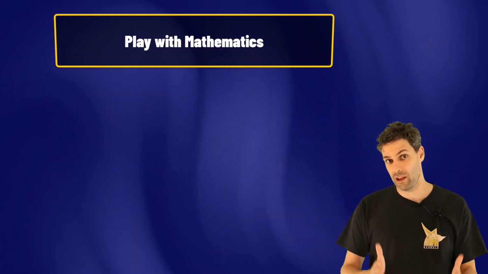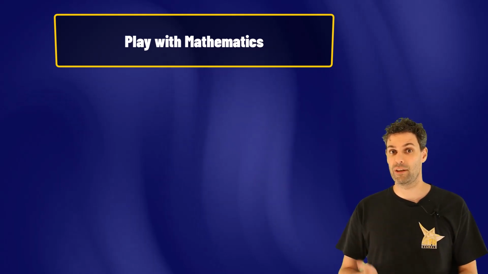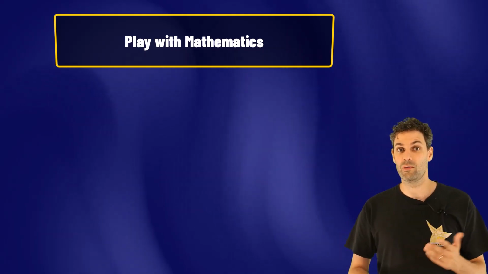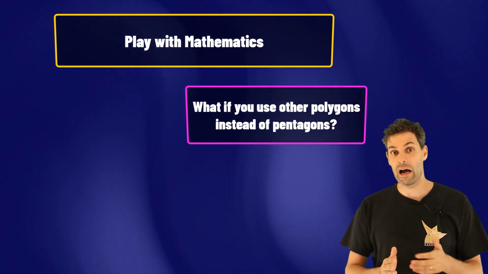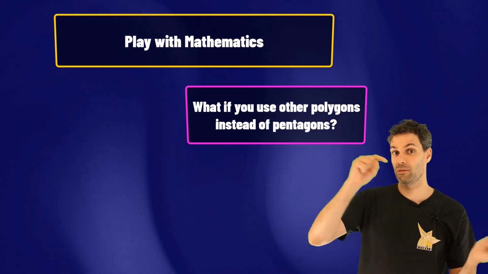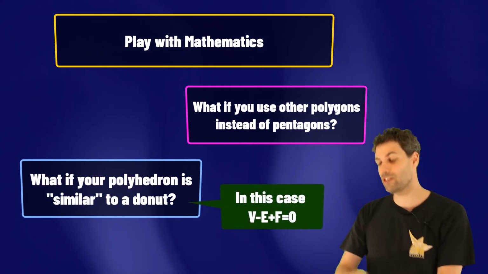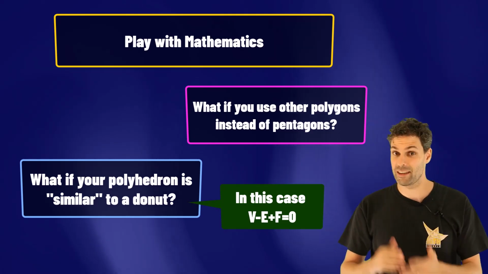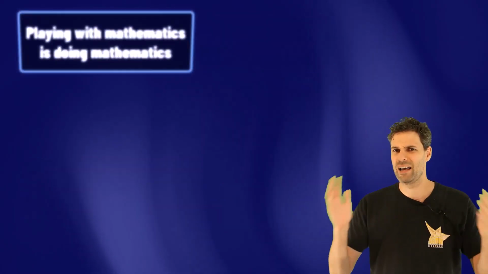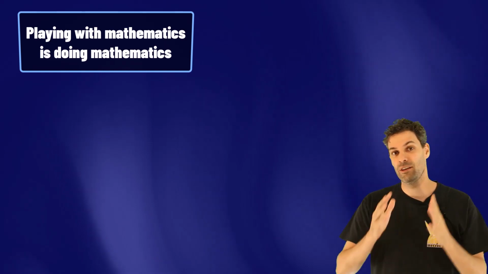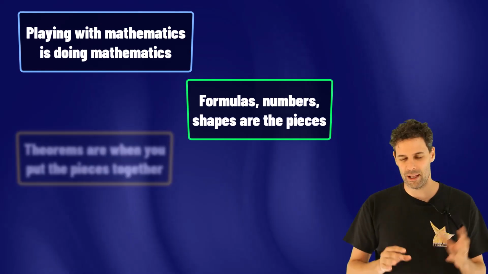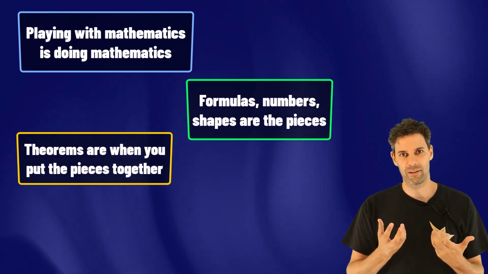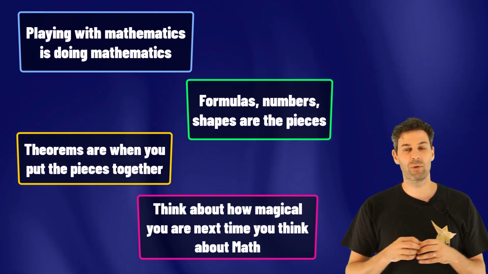And second, we love how we played with mathematics during the video. For instance, are you wondering what happens if you use another shape instead of pentagons? Are you wondering what happens if you want to use pentagons but on a donut-shaped polyhedron? Let's give it a try. Most of the time, playing with mathematics is doing mathematics. Playing with formulas, numbers, objects, manipulating them in order to get a new theorem. It's like a wizard playing with words in order to get a new incantation.